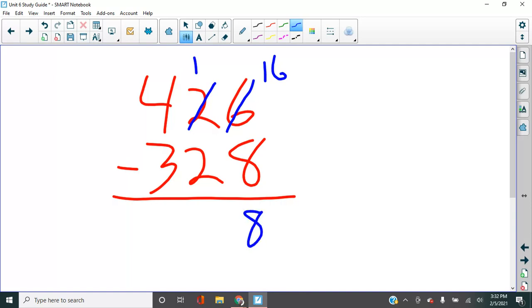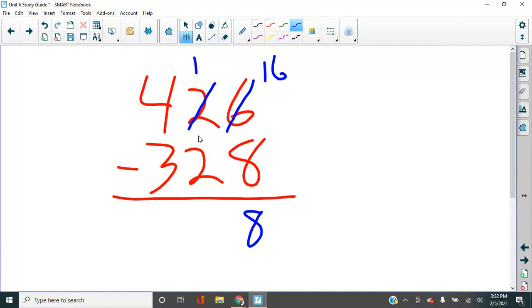8. All right. What about the tens place? What do you think? Not 1. If you said 1, then you really got to listen, right? Because we just said that if the number on bottom is bigger, then we have to borrow. How do I borrow here? How do I do that?